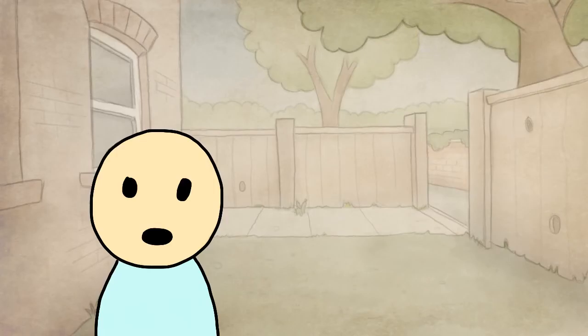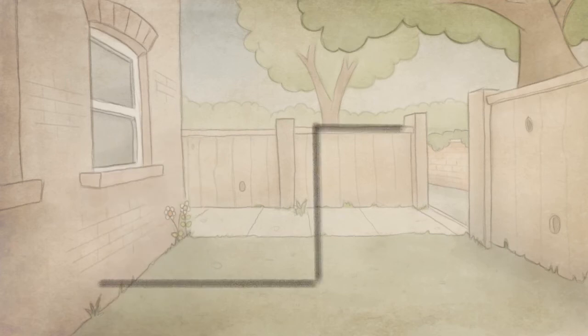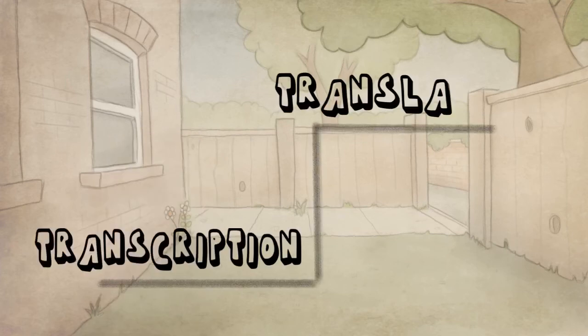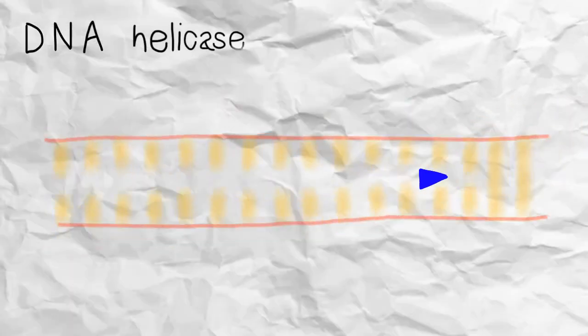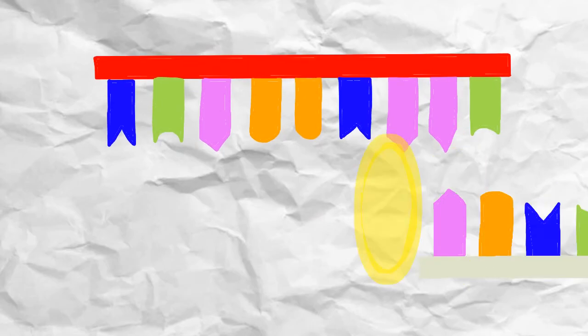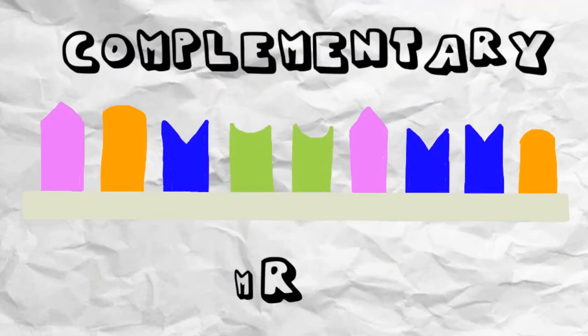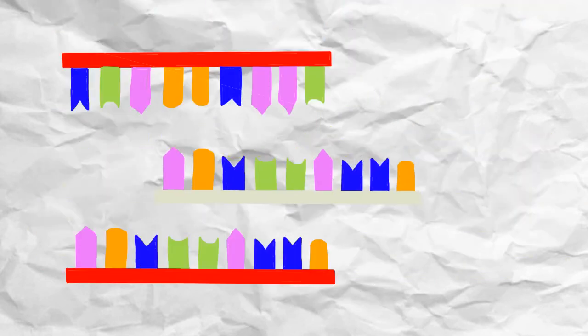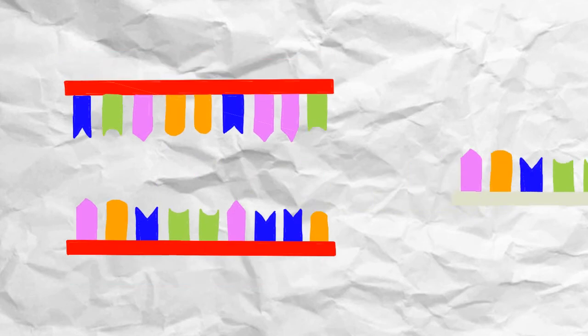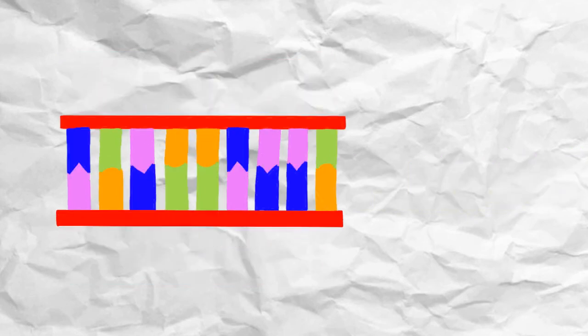Now that we've covered DNA replication, let's move on to gene expression. There are two steps to gene expression: transcription and translation. Once again, we will need the DNA helicase to partially unzip a section of the DNA. DNA polymerase then moves along the DNA strand, making a complementary mRNA. When the process of transcription is over, the mRNA is released, and the DNA strands bind together again.